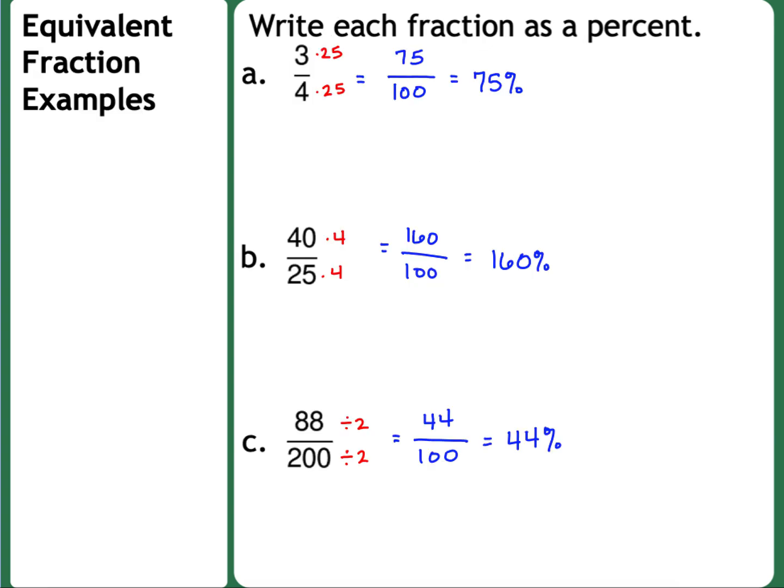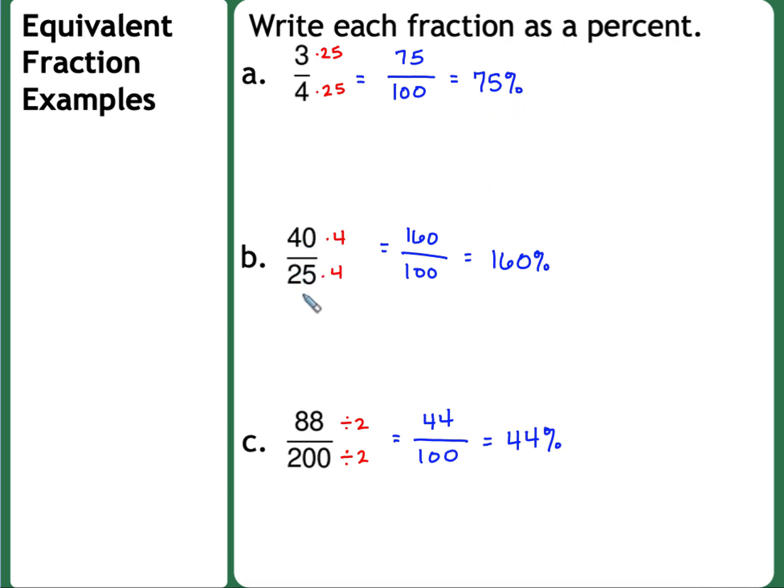So here are some examples. Again, our goal is to write the original fraction as a fraction per 100. And if we can write it as a fraction per 100, well, anything over 100 can be written as a percent. So we started with 3/4. And we want to know what is 3/4 written as an equivalent fraction with 100 as the denominator. Well, I know 4 times 25 is 100, so then 3 times 25 is 75. 75 per 100 means we have 75%.